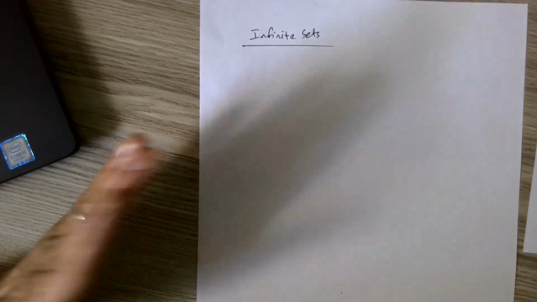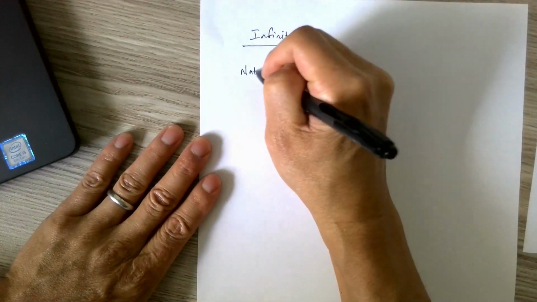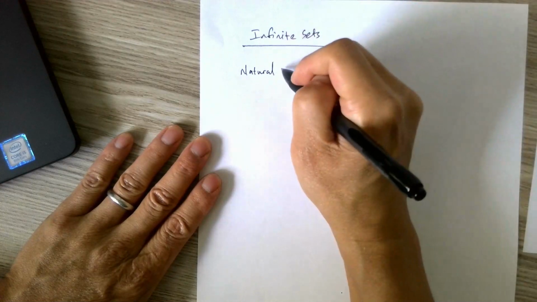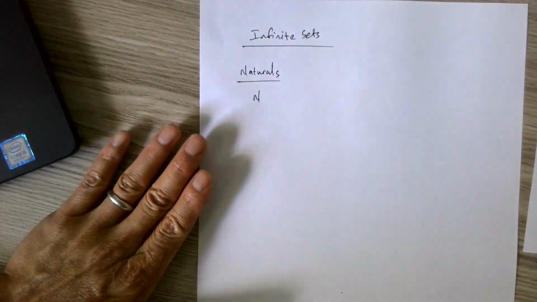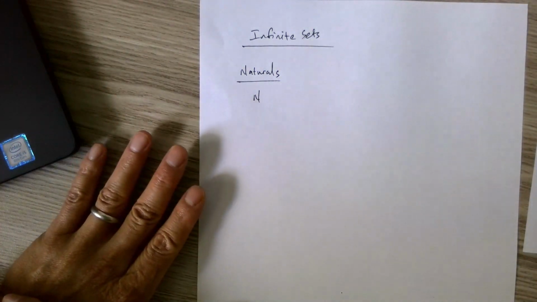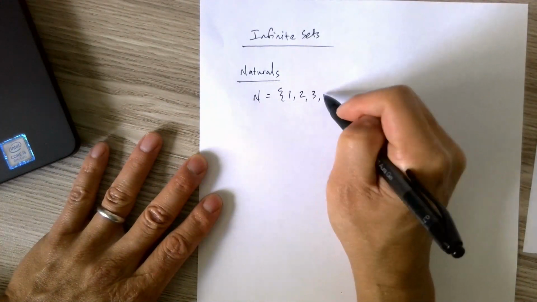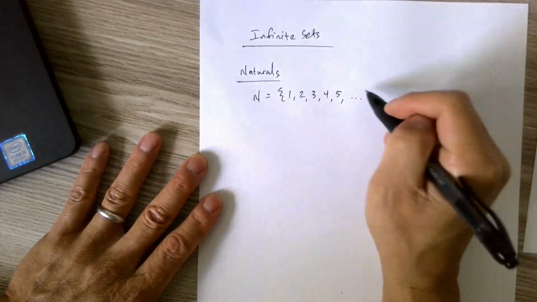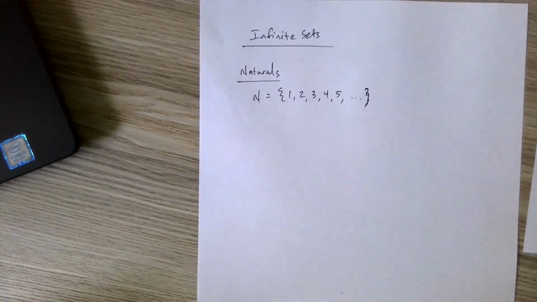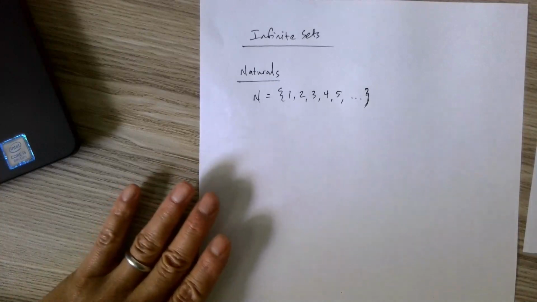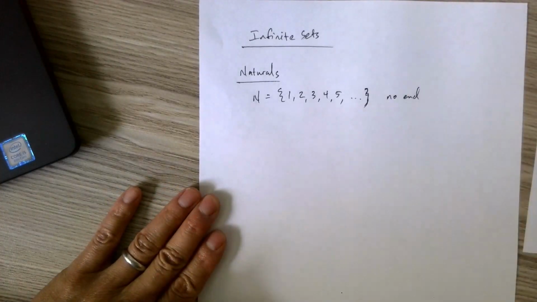So we're going to start with the very simple infinite set of natural numbers, abbreviated capital N. The natural numbers are simply the counting numbers, so 1, 2, 3, 4, 5, and so on. So there are an infinite number of these counting numbers. There is, of course, no end to this set.